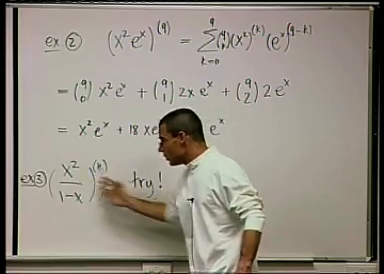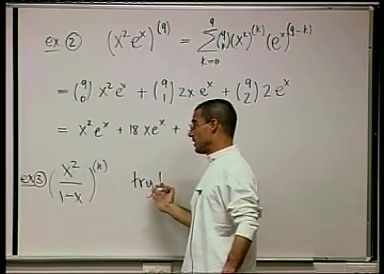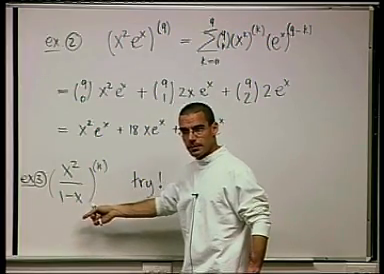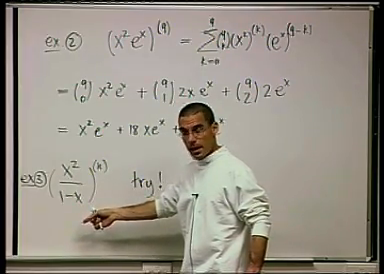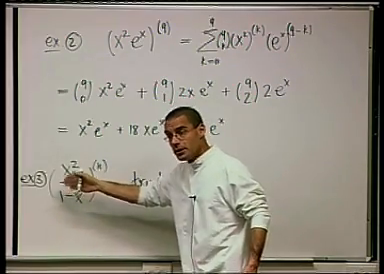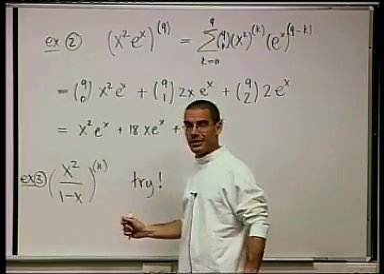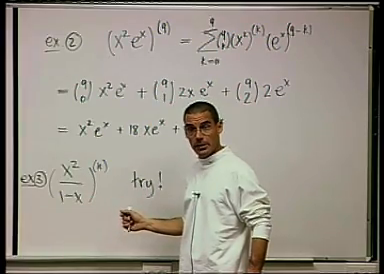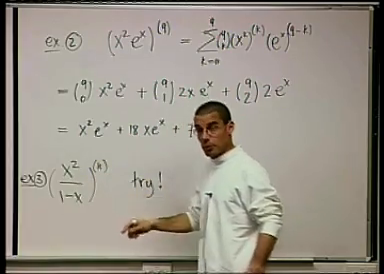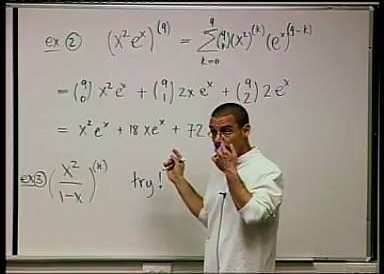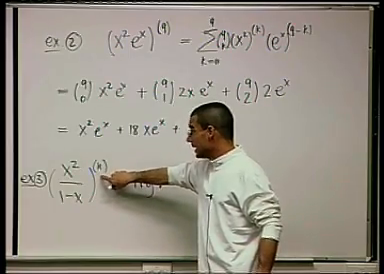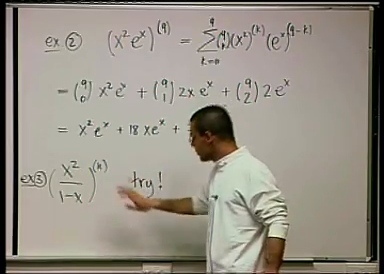There's no formula, at least not that I know of, for an nth derivative of a quotient. But you can write this as a product: x squared times 1 over 1 minus x. And then you can use this Leibniz formula and find the nth derivative just like we did here. n is general. I'm not telling you what n is, for any n. And you have to do this carefully.